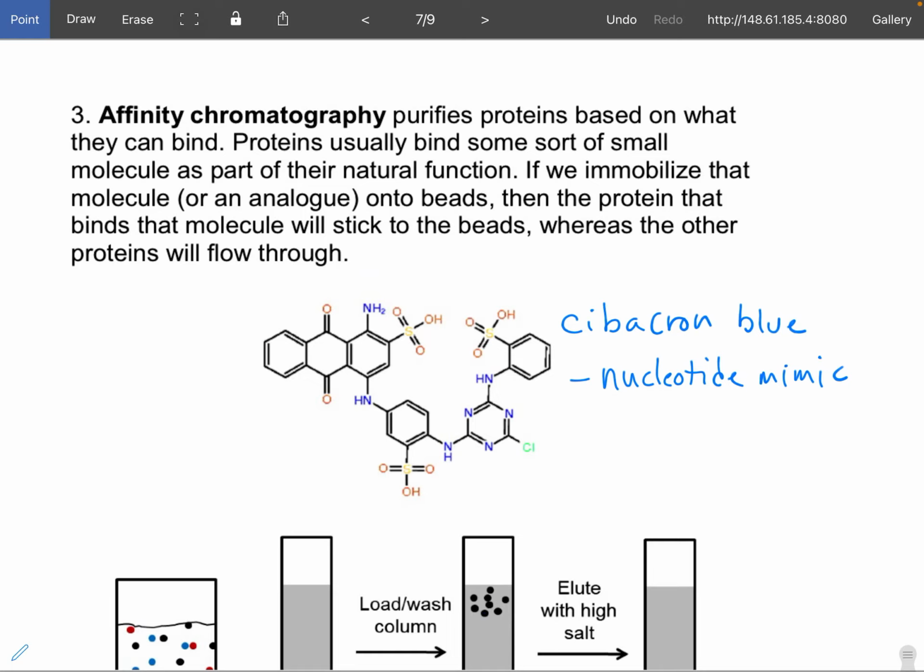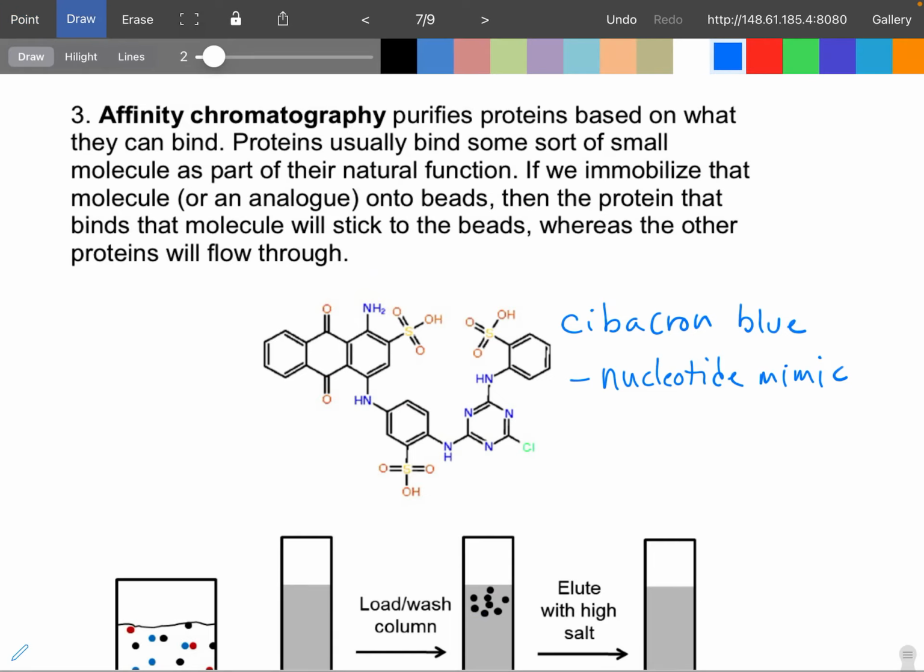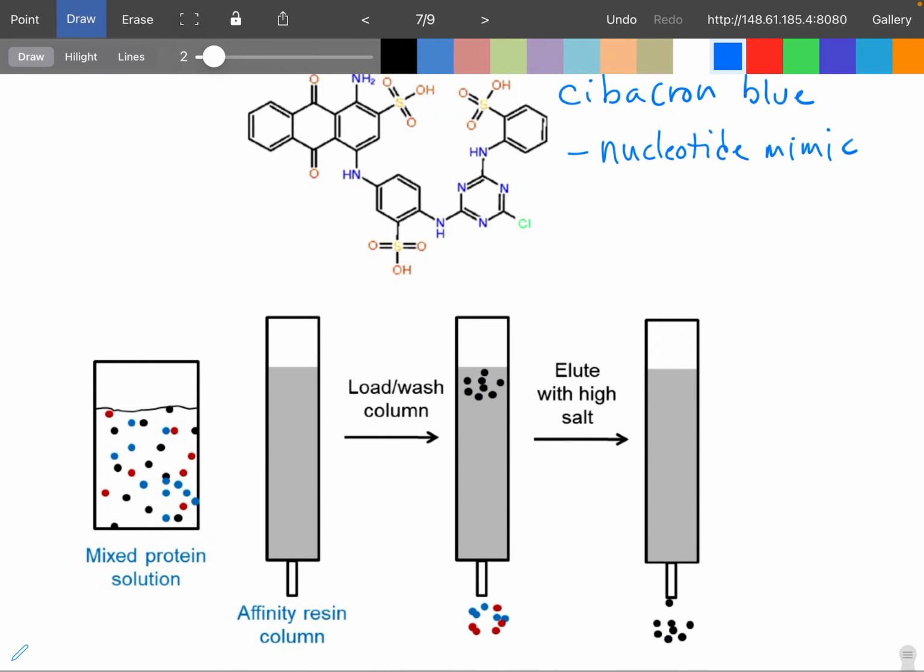And so an experiment might look something like this, where we have, again, our mixed protein solution, and we add this to our affinity column, our affinity chromatography column, and some of those proteins are going to have no interaction with that ligand, and so they're going to go right on through.